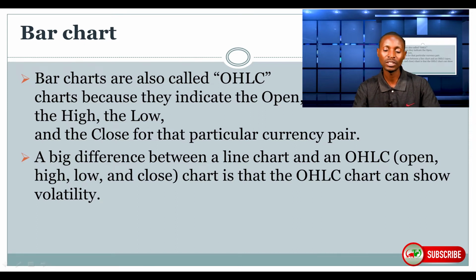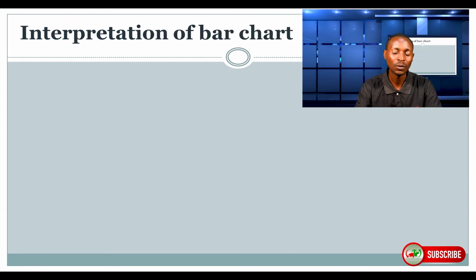The big difference between the bar chart and the line chart is that the bar chart can show the volatility of a market. At least with the bar chart, you can see the volatility of the market in a particular time, which you may choose for yourself. Let's see how to interpret the line chart.